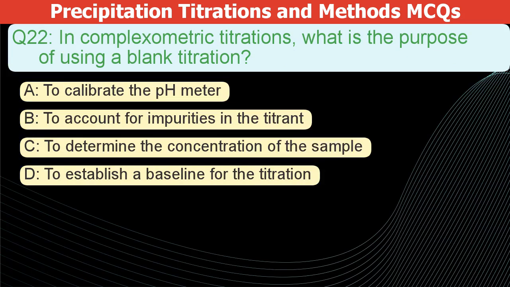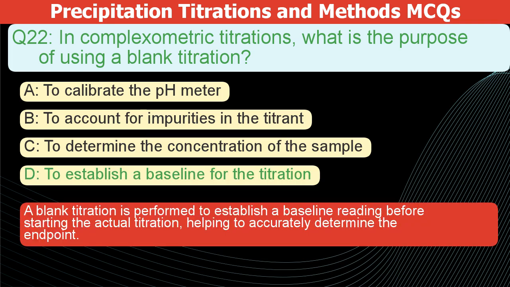In complexometric titrations, what is the purpose of using a blank titration? A. To calibrate the pH meter. B. To account for impurities in the titrant. C. To determine the concentration of the sample. D. To establish a baseline for the titration.